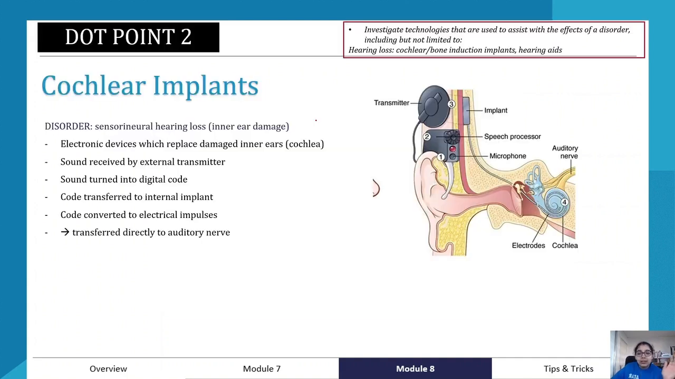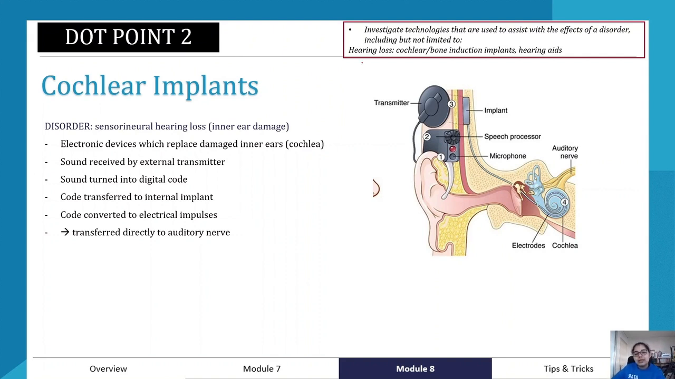Okay, cochlear implants. These are used when there is sensorineural hearing damage. So you've got damage happening to the inner part of the ear, and because of that we are using an electronic device to replace the damaged inner ear. It's replacing the function of the cochlea, which is to convert the sound waves from kinetic into electrochemical impulses so that they can be sent through.